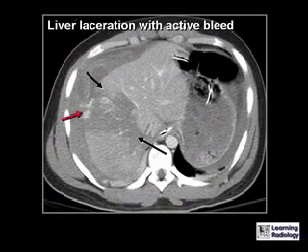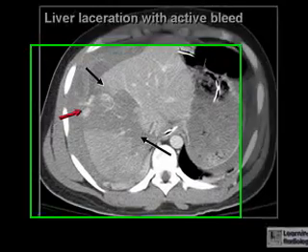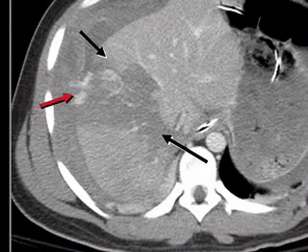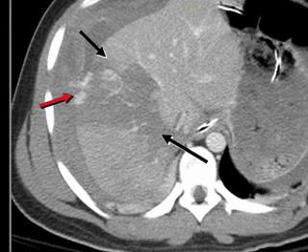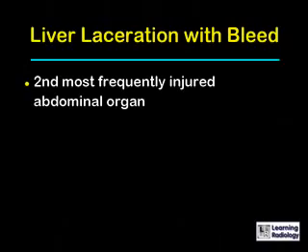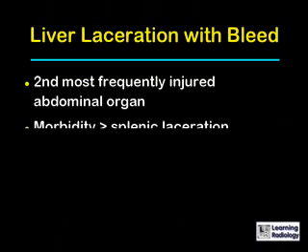This is a liver laceration with active bleeding. The black arrows are pointing to wedge-shaped defects that traverse the liver that represent the liver laceration. The red arrow is pointing to contrast, which is seen to be extravasating from vessels at the periphery of the liver.